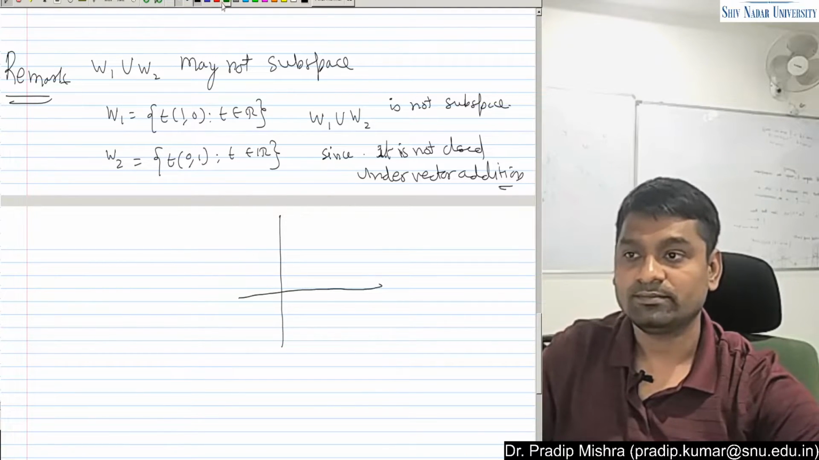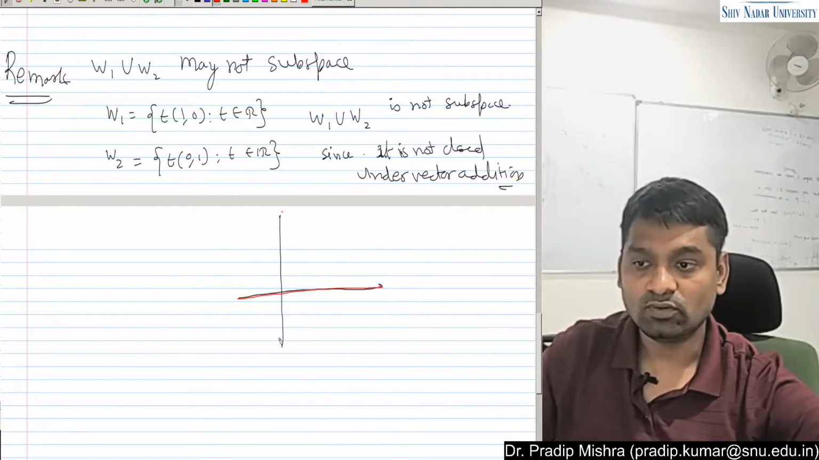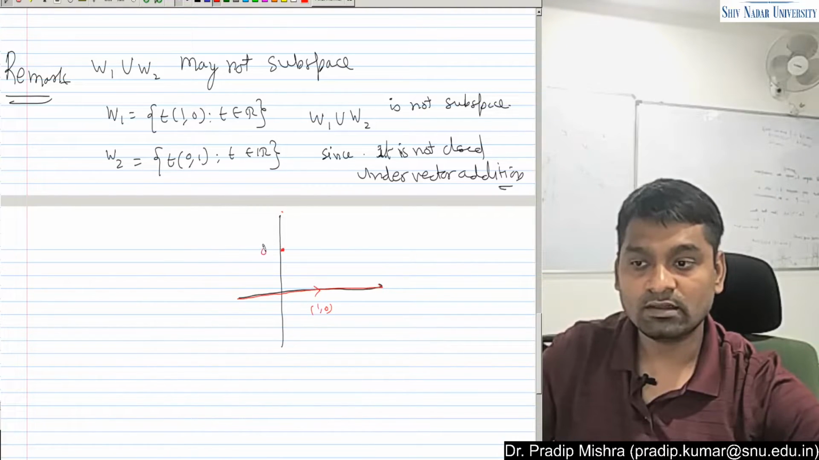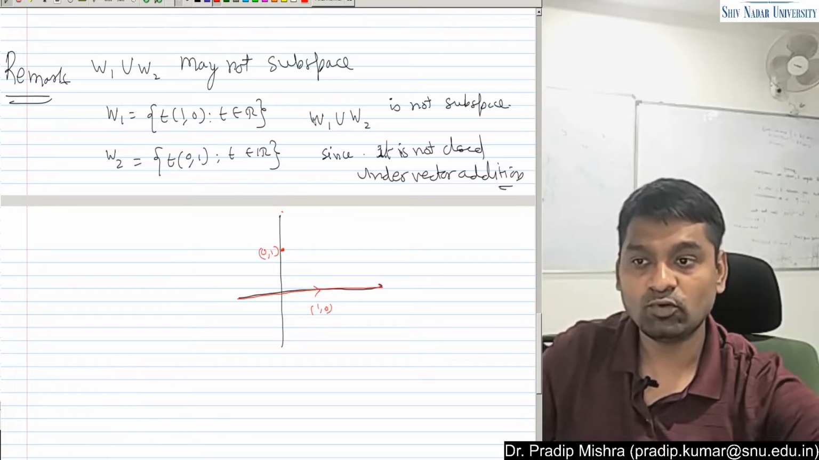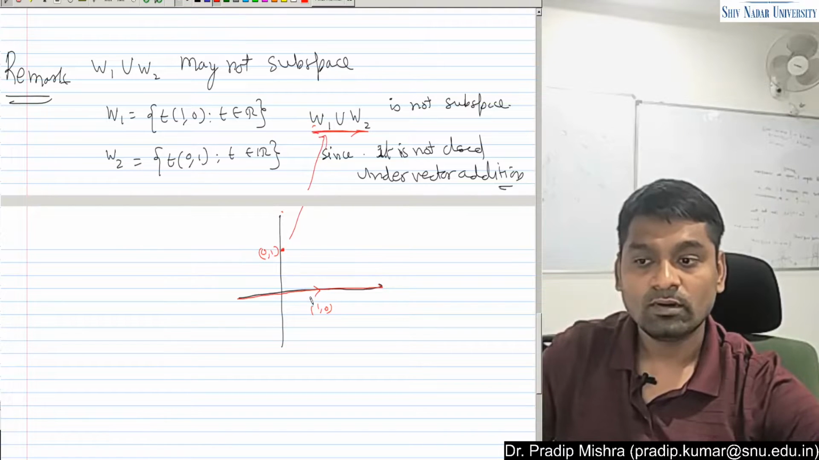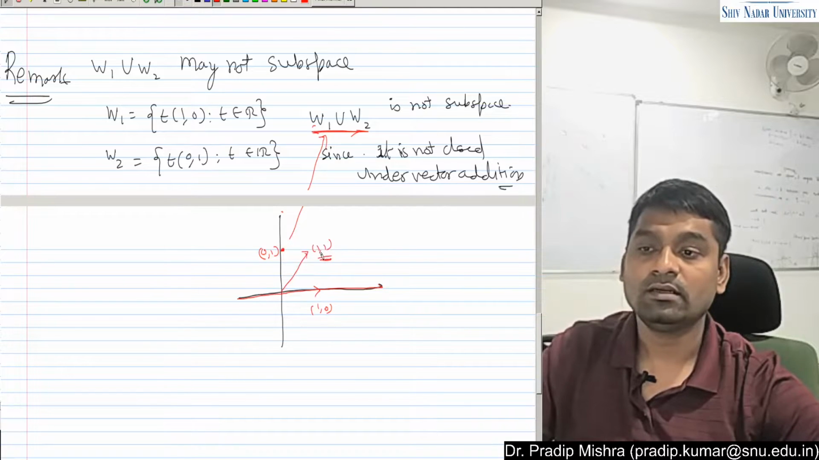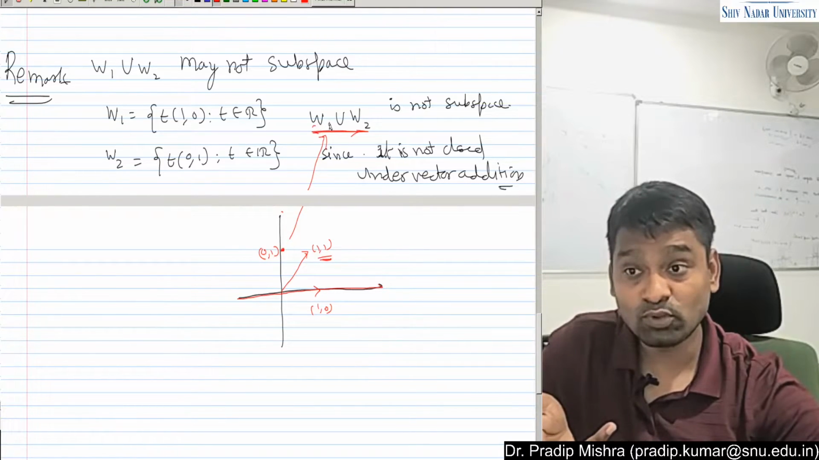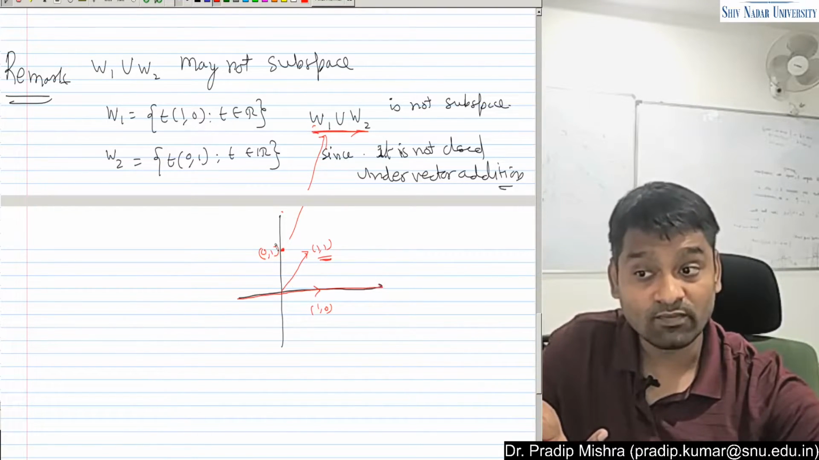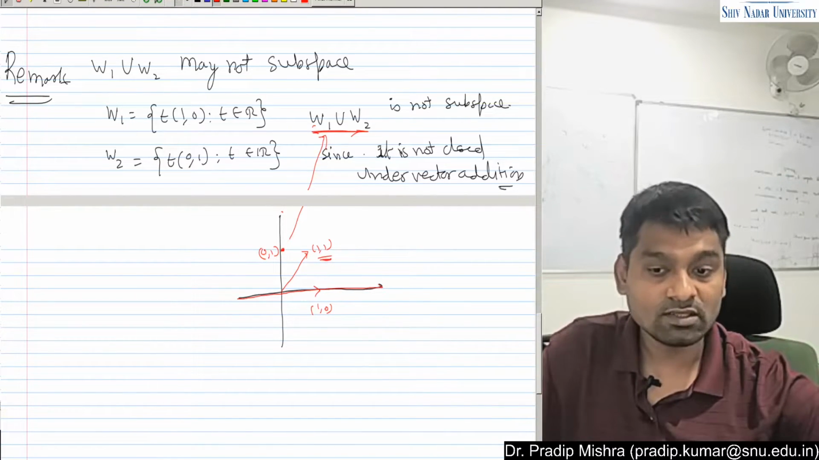So this is your W1, and this is your W2. (1,0) is here, and (0,1) is here. So (1,0) is in W1 union W2, and (0,1) is also in W1 union W2. But what is their sum? Their sum is (1,1), and (1,1) is not in W1 union W2. W1 union W2 is basically the union of the x-axis and the y-axis, so this point is outside. So it is not closed under vector addition, and it is not a subspace.